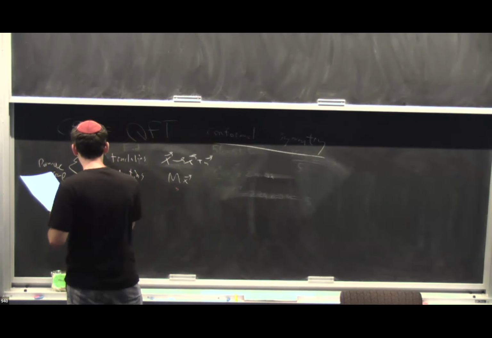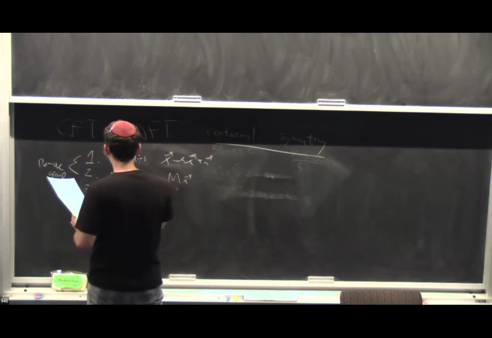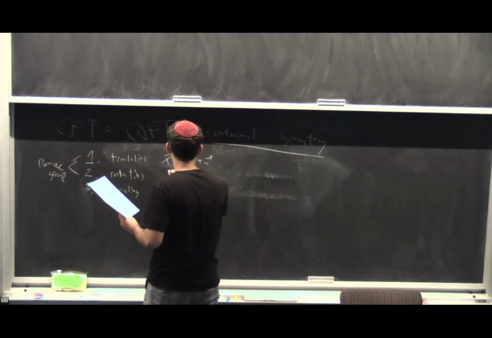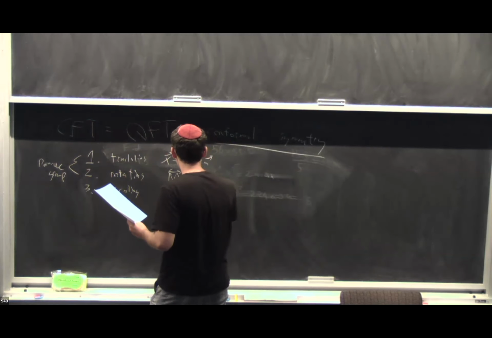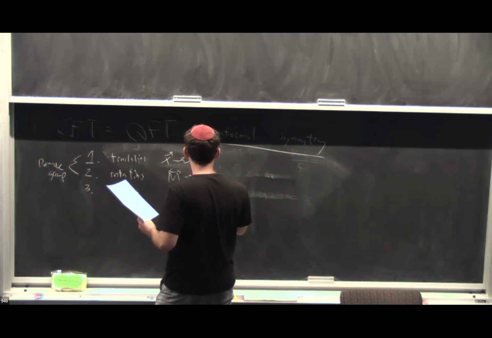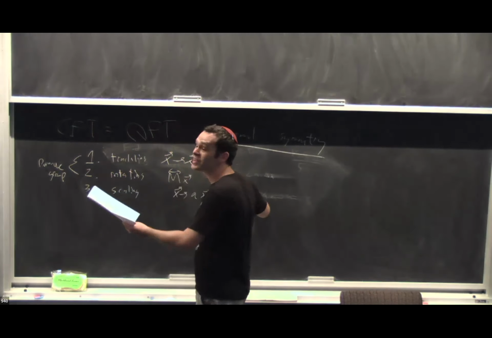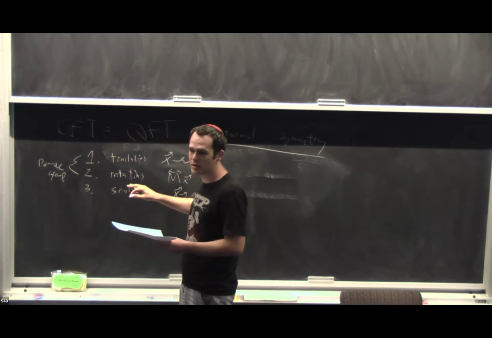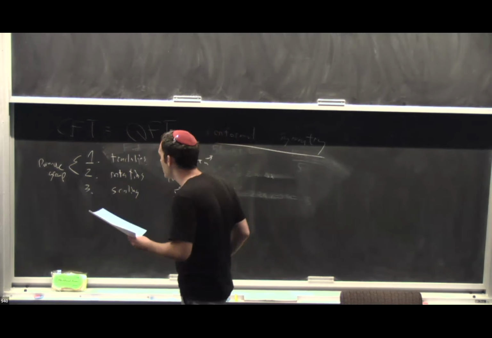The novelty of conformal symmetry is 2 extra elements. So you also have something called scaling symmetry, which is where you literally just multiply all the spacetime points by some overall factor, let's say a. So you can rescale everything. And this is really the defining feature of conformal field theory. This is where a lot of the power of conformal field theory is going to come from.